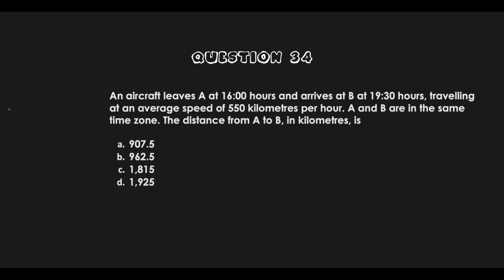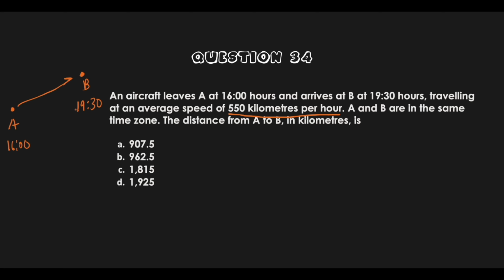It says an aircraft leaves A at 1600 hours and arrives at B, let's say this is B, at 1930 hours. So the average speed was 550 kilometers per hour. A and B are in the same time zone. The distance from A to B in kilometers would be, so we know the time gap between this would be what?